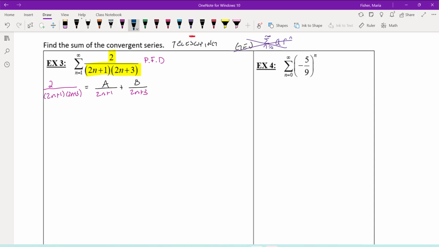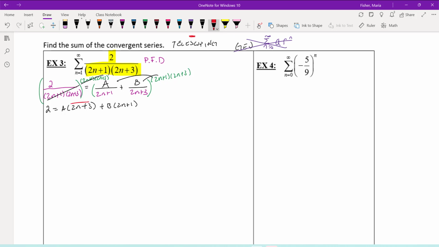Then I need to multiply through by the denominator (2n plus 1) times (2n plus 3), and I'm going to do that to both sides. On the left, everything cancels and I'm just left with 2. When I distribute to A, I'm just left with A times (2n plus 3). And when I distribute to B, I'm left with B times (2n plus 1). Let's use convenient values to find A and B.